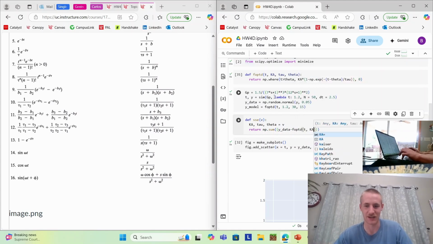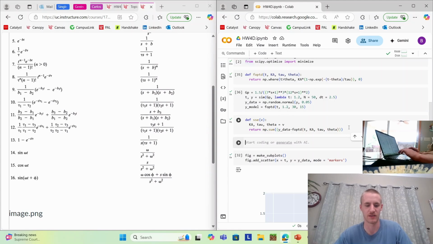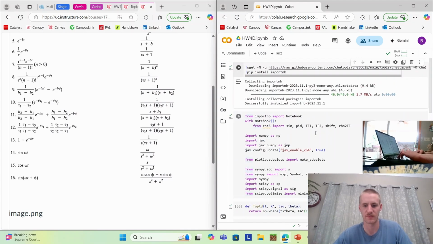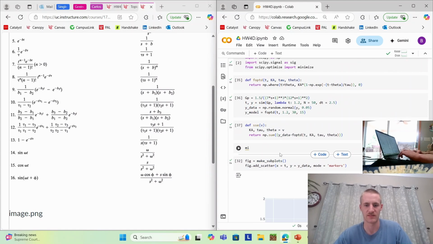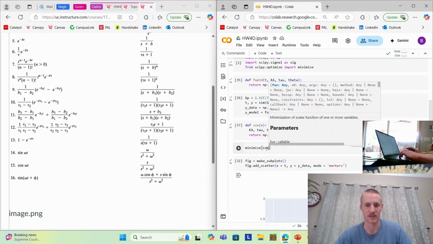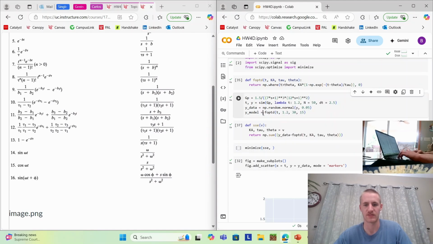So we have our FOPTD of t, Ka, tau, and theta. And then we just want to minimize this. So we have minimize SSE, and that is going to be with these three values here.